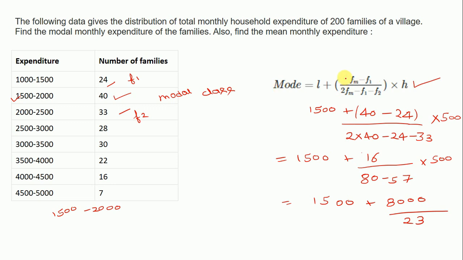This is frequency of model class, this is frequency of class that is just before model class, and this is frequency of model class which is just after the model class, and this is the lower limit of model class.